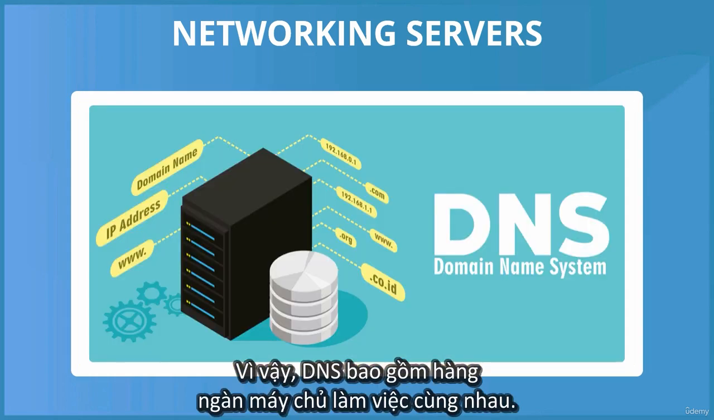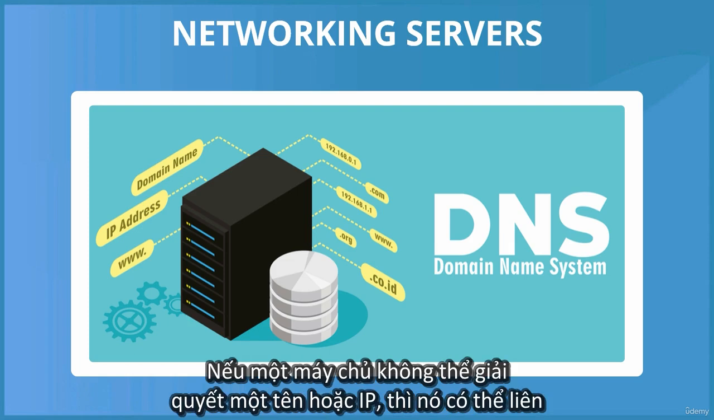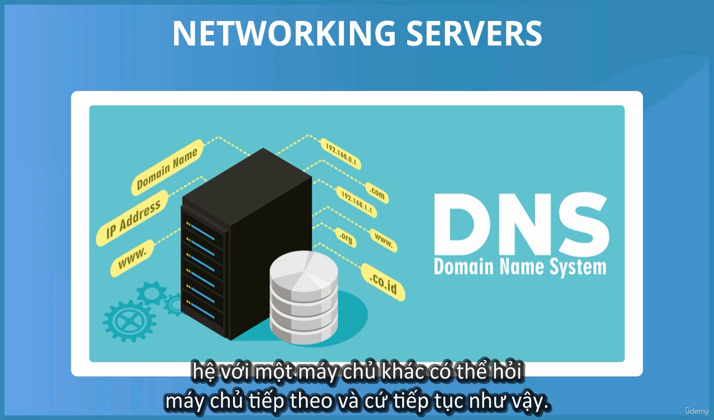So DNS consists of thousands of servers working together. So if one server cannot resolve a name or IP, well, it can contact another server that can then ask the next one, and so on.